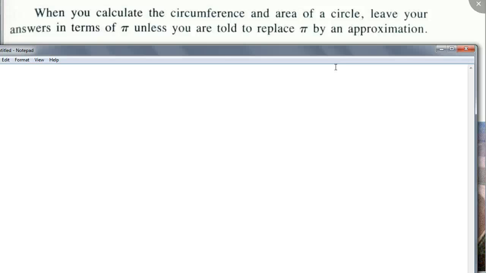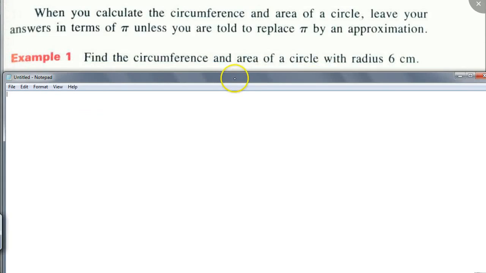It's going to make it a lot easier, actually, if you do that. Do you understand? Just like how we did it before. So take a look at this example here. It says find the circumference and the area of a circle with radius 6 centimeters.